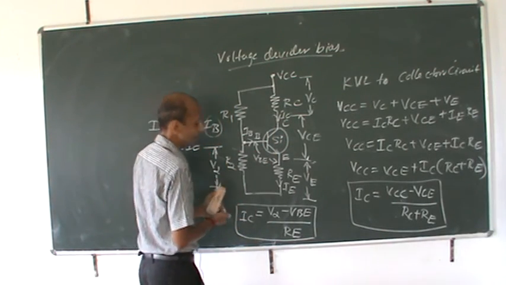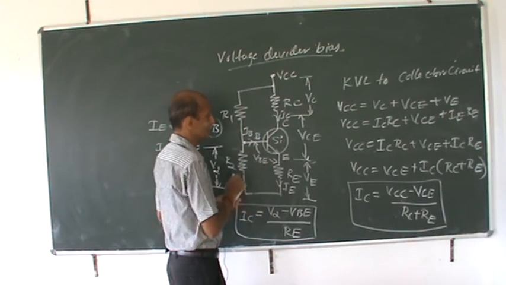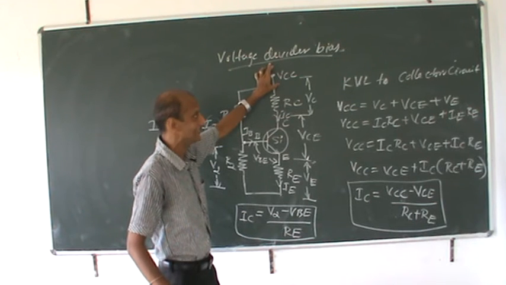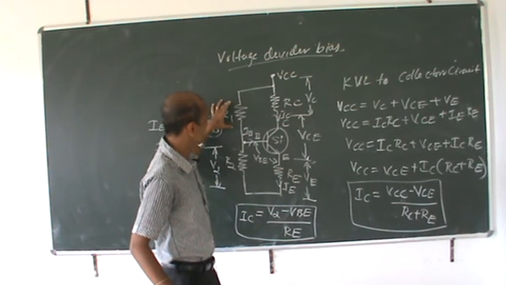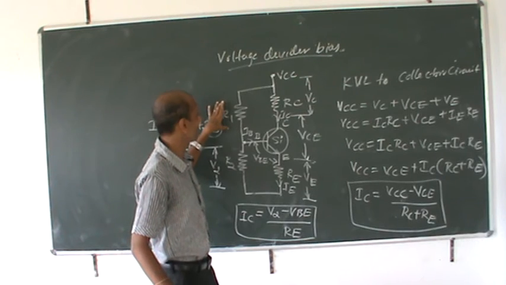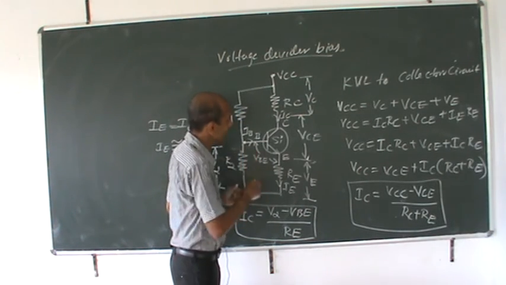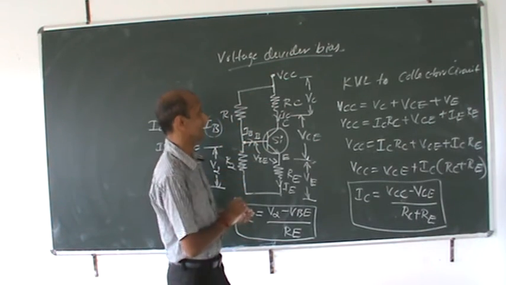And if I look at the circuit over here, so how can we go about this? So see here, we have VCC and we have RC and RE, and these two voltage divider resistors R1 and R2.